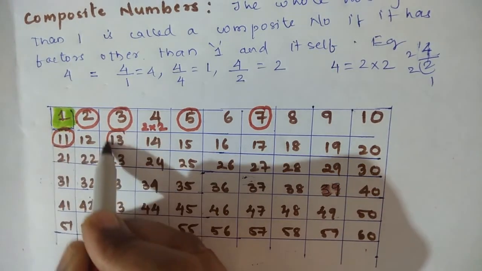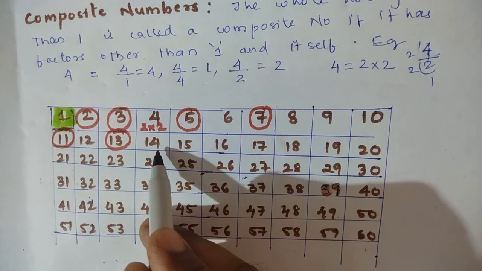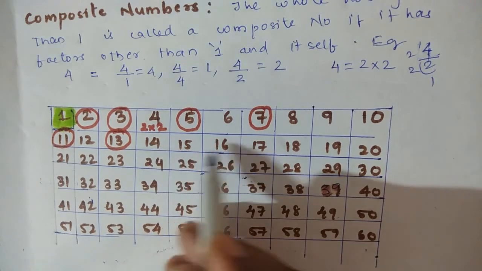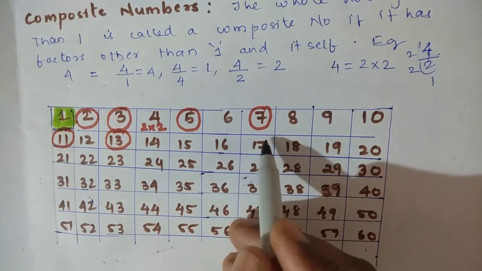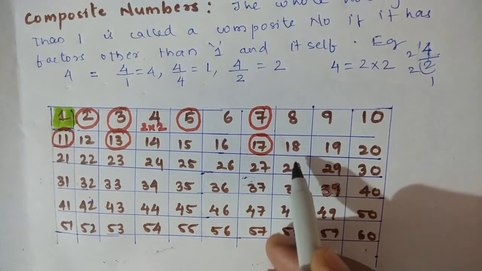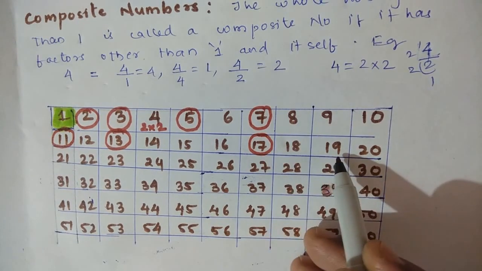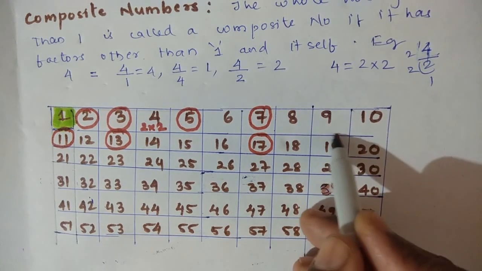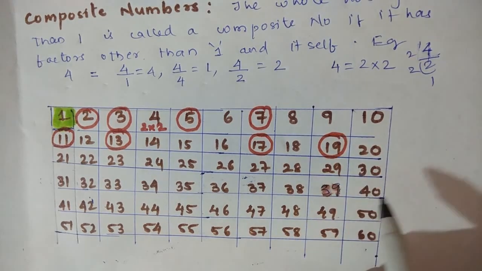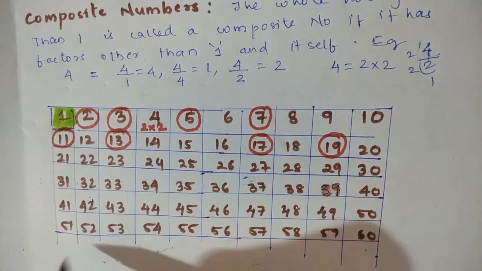Okay, 13 is a prime number. 14 is a composite number. 15 is also a composite number. 16 is also a composite number. 17 will be a prime number. 18 is a composite number. 19 is a prime number. Okay, and 20 is a composite number. So other rows are left for you.